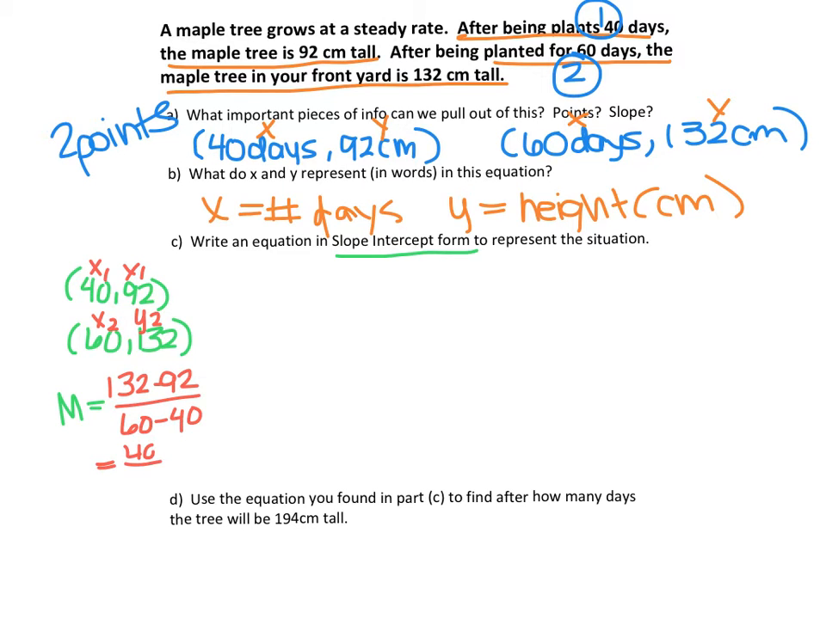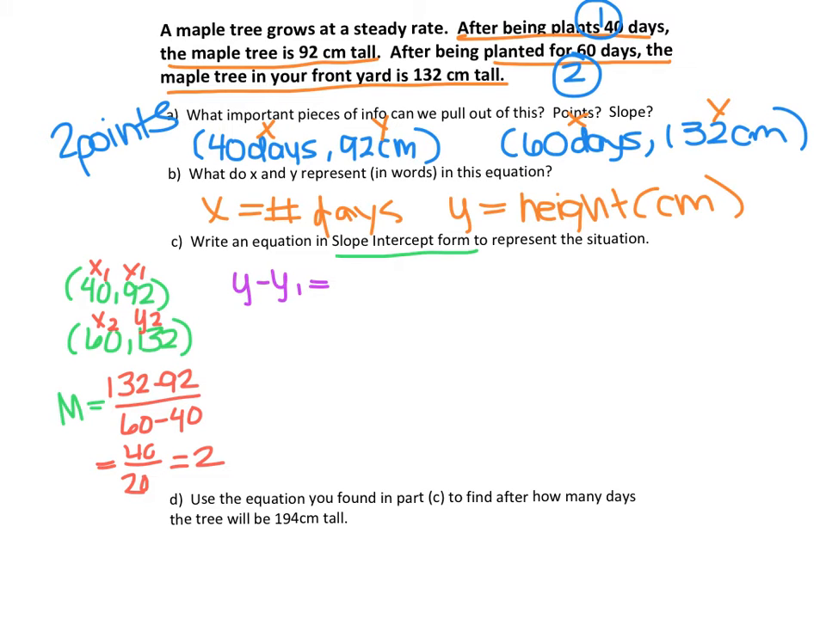60 minus 40 is 20. So we see that our slope ends up being 2 over 1, or 2. So now that we have our points and we have a slope, we can write our equation in point-slope form to start, and then we will rewrite it into slope-intercept form.